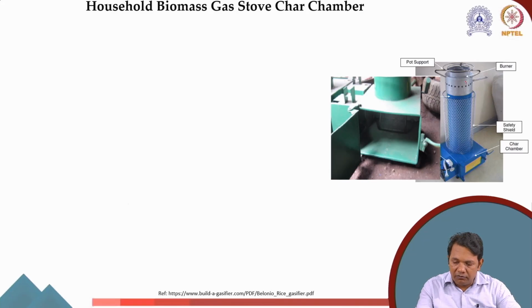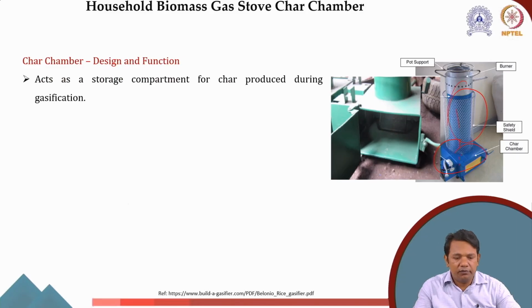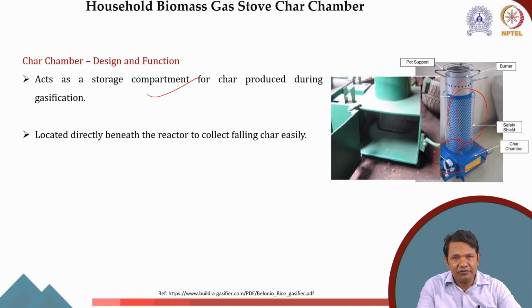Now the second part is the char chamber, where your char, after falling down from here, gets collected and then we remove it using the ash scrapers. So it acts as a storage compartment for char produced during the gasification, also for the ash. Therefore, it is located directly beneath the gasification reactor chamber. So this is the gasification reactor, and whatever falls from here will get collected here easily.